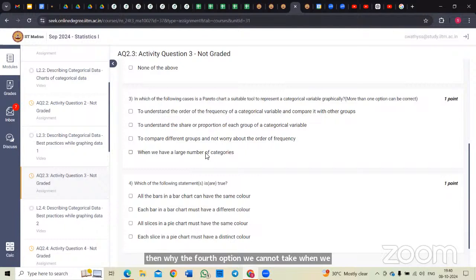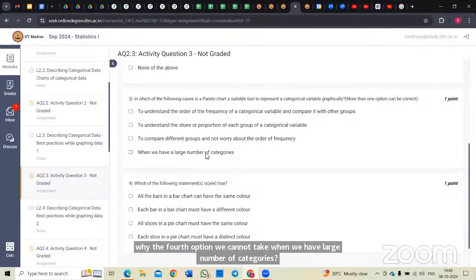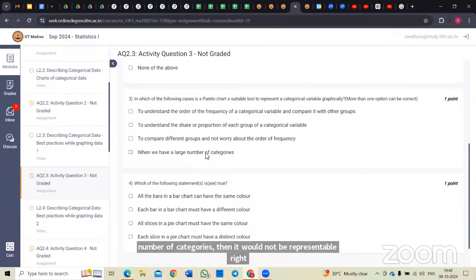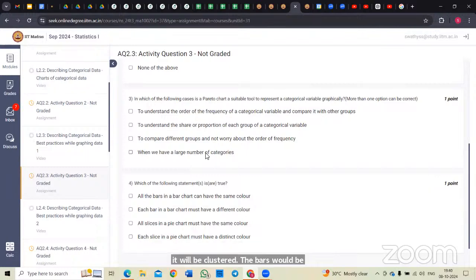Yeah, of course. If you are having a large number of categories, then it would not be representable, right? It would be clustered. The bars would be clustered next to each other, so it will be difficult for you to visualize it. That's why we don't prefer having a large number of categories. Okay, ma'am.